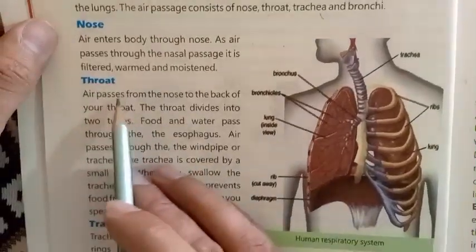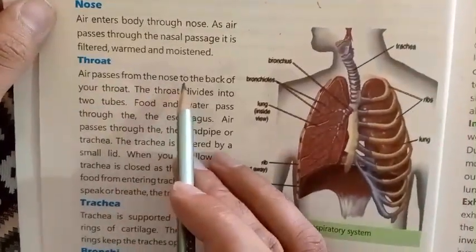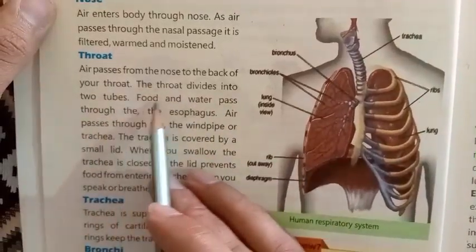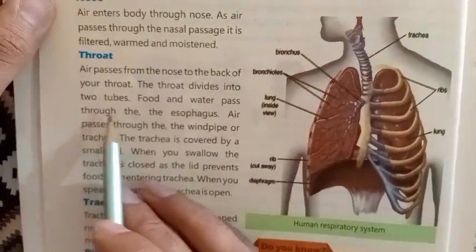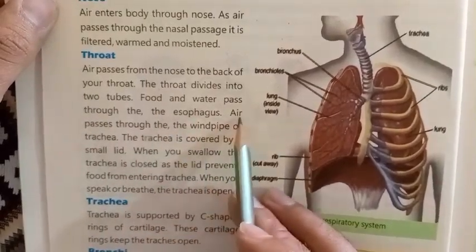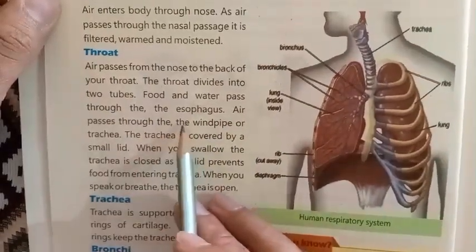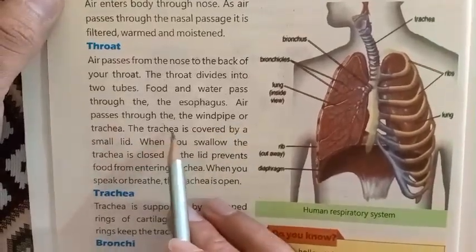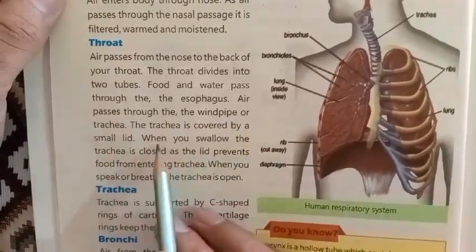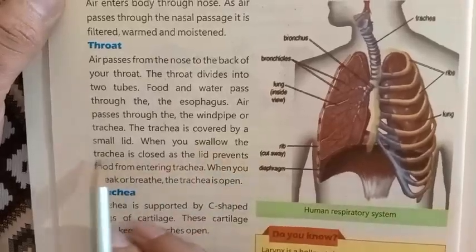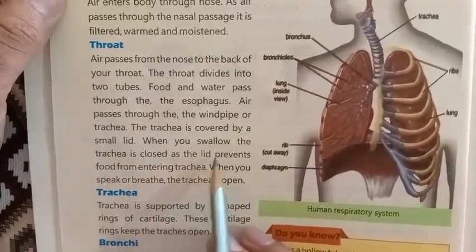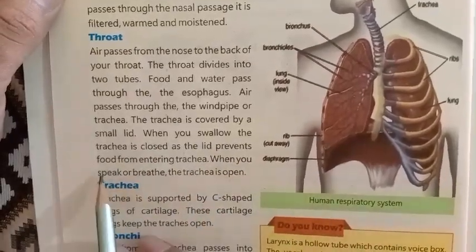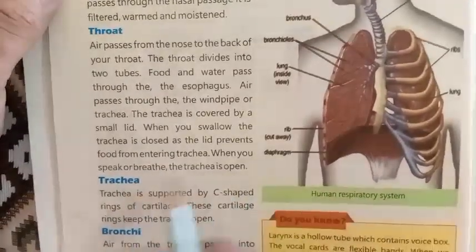Throat. Air passes from the nose to the back of your throat. The throat divides into two tubes. Food and water pass through the esophagus. Air passes through the windpipe or trachea. The trachea is covered by a small lid. When you swallow, the trachea is closed as the lid prevents food from entering the trachea. When you speak or breathe, the trachea is open.